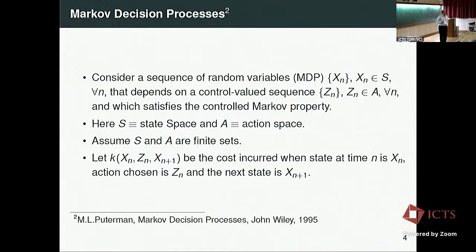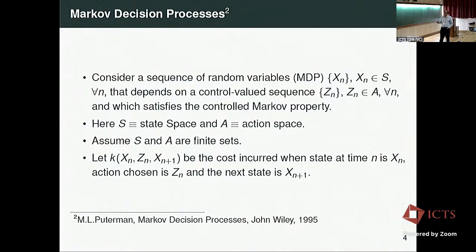So let's assume that we have a Markov decision process. By an MDP, or Markov decision process, we typically mean a sequence of random variables, let's say Xn. These are all defined on a common probability space, but they take values in a certain set S, which we call the state space. The evolution of this sequence depends on another control-valued process, let's call it the sequence Zn. All these Zn's take values in some set A. In fact, they may take values in subsets of A, depending on what the state is. And they satisfy what we call the controlled Markov property, which is on the next slide.